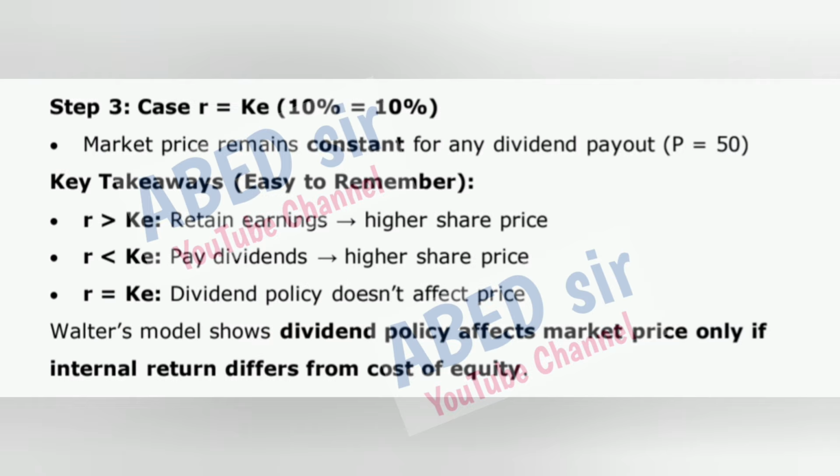Key takeaways, easy to remember. R greater than K, retain earnings for a higher share price. R less than K, pay dividends for a higher share price. R is equal to K, dividend policy doesn't affect price. Walter's model shows dividend policy affects market price only if internal return differs from cost of equity.